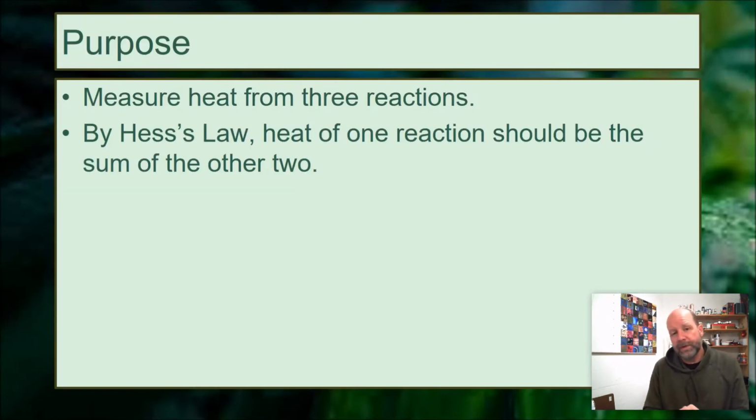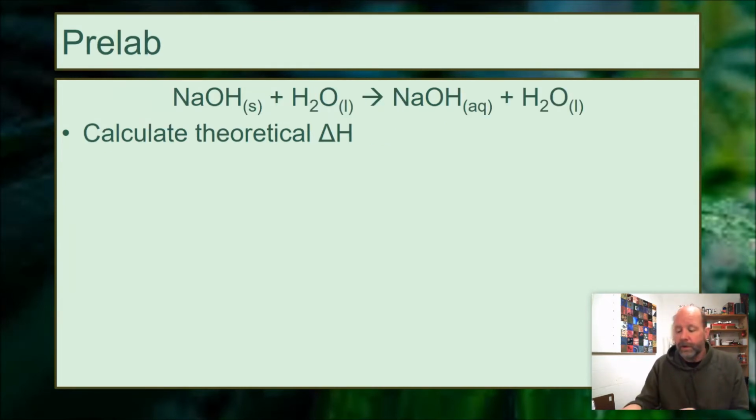So what we're going to do in this lab is measure the heat from three different reactions. Because the three reactions are basically one reaction and then two steps of the same reaction, we should be able to use Hess's law and see that reaction A plus reaction B is equal to the overall reaction C. And that's what we're going to try and do. So here are the three reactions.